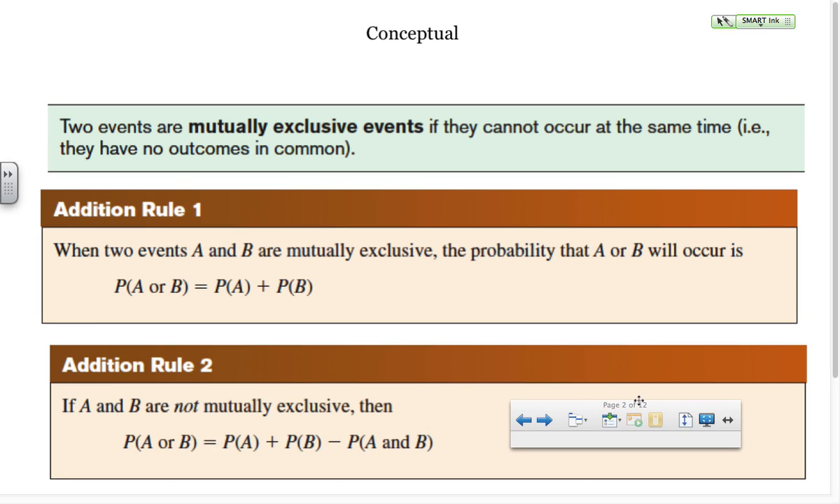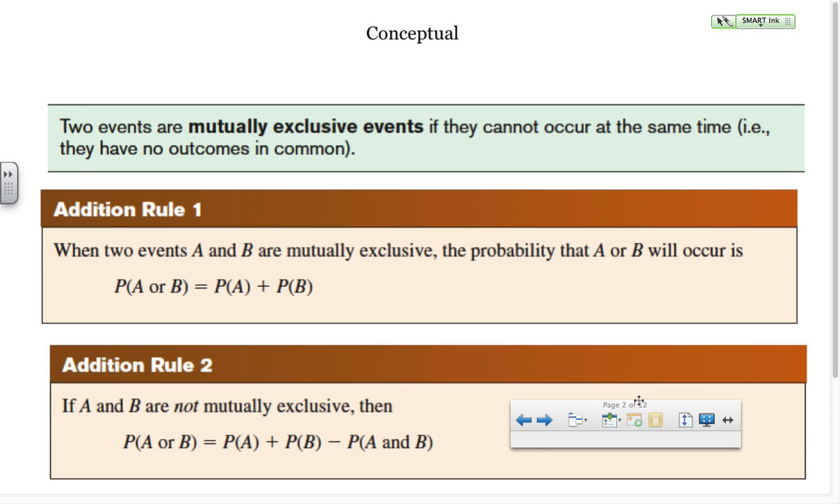Okay, so 2 events are mutually exclusive events if they cannot occur at the same time. In other words, they have no outcomes in common. The addition will depend on whether or not they're mutually exclusive. So, for example, if we talk about boys and girls, if you're a boy, you're not a girl, and if you're a girl, you're not a boy. So those are mutually exclusive events. So you have to look at, is something mutually exclusive or not?